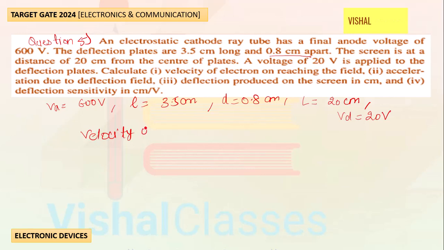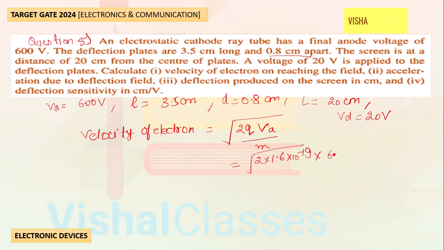The formula for velocity of electron, we have written already 2 to 3 times. Velocity of electron is square root of 2qV_A upon m. Okay, this value comes out to be 14.35 into 10 raised to power 6 meter per second.